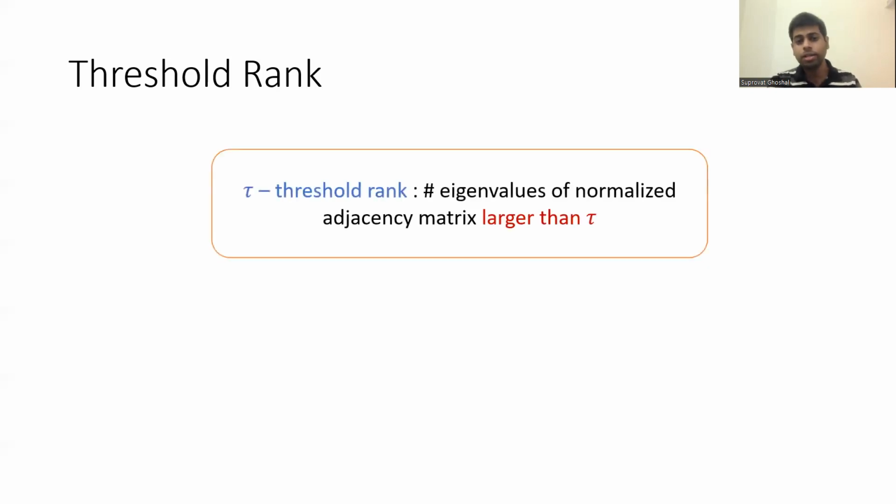Formally, given a threshold tau, the tau threshold rank of the graph is simply the number of eigenvalues that are larger than tau in the normalized adjacency matrix of the graph. For example, if your graph is a lambda spectral expander, then its 1 minus lambda threshold rank is exactly 1 because the second largest eigenvalue of the matrix must be 1.